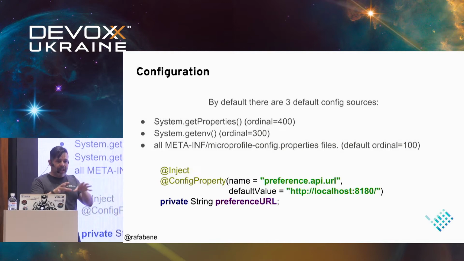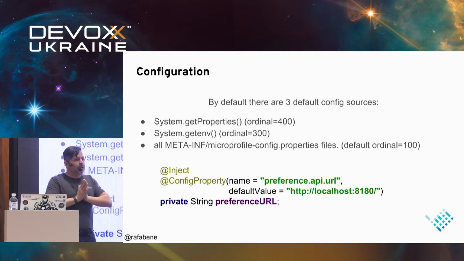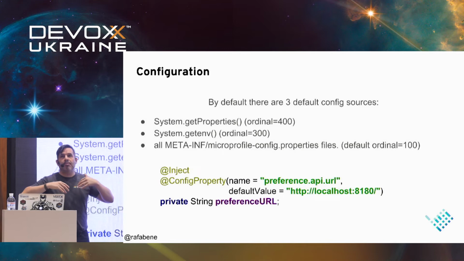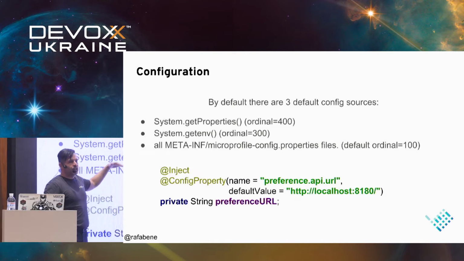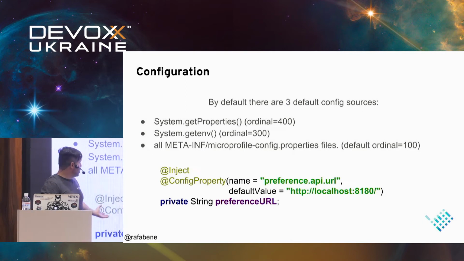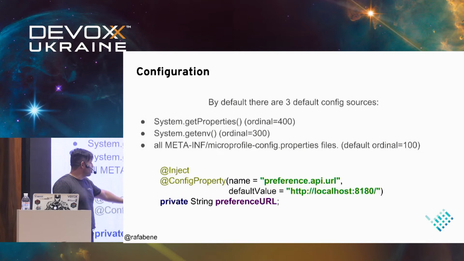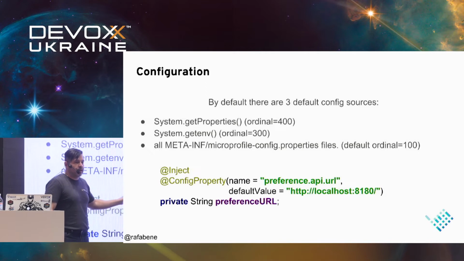And of course, you can create your own config source. So suppose that you want a config source to come from, let's say, a database, or another file. You can implement and place your config source with different ordinals in your library. Okay? And how can you use it? You just use the annotation ConfigProperty and the name of the property. Of course, if the API could not find the value, you can specify a default value.